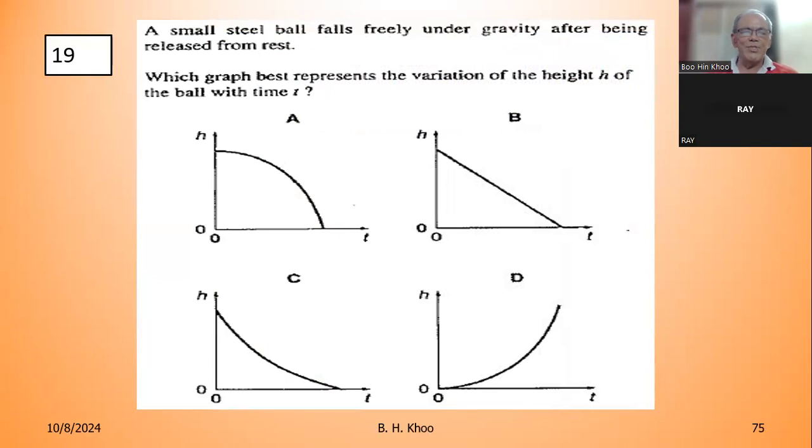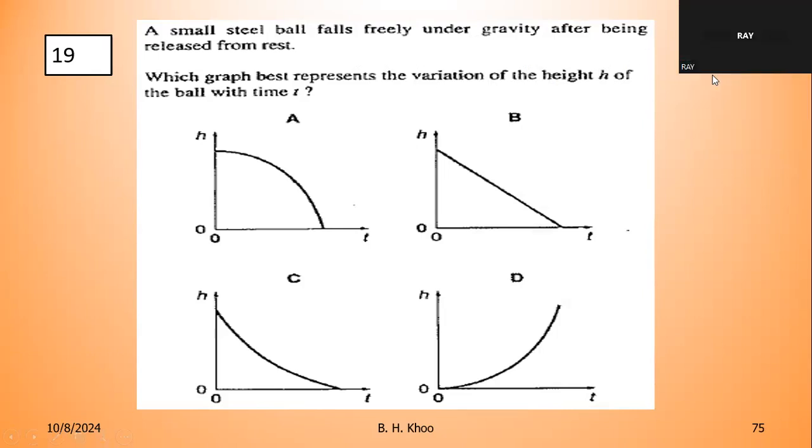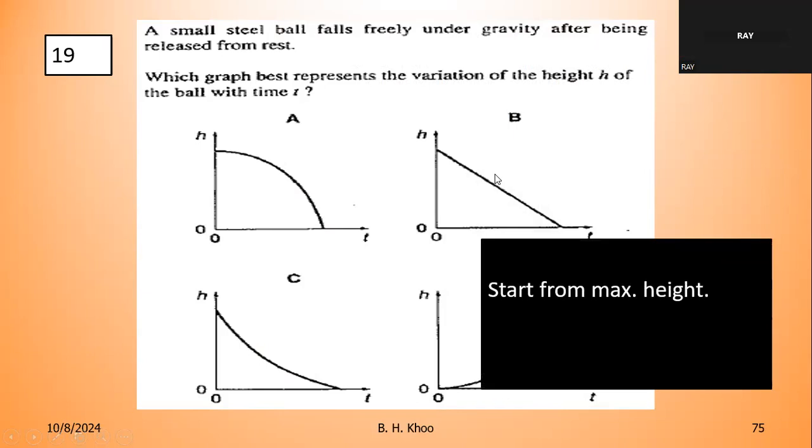You can see it's not so simple, straightforward. Sometimes you have to apply your knowledge. D cannot be the answer. B can also not be the answer because it is a straight line. A straight line tells you it is uniform velocity. The ball starts from maximum height, right? So it can be A, B, or C.